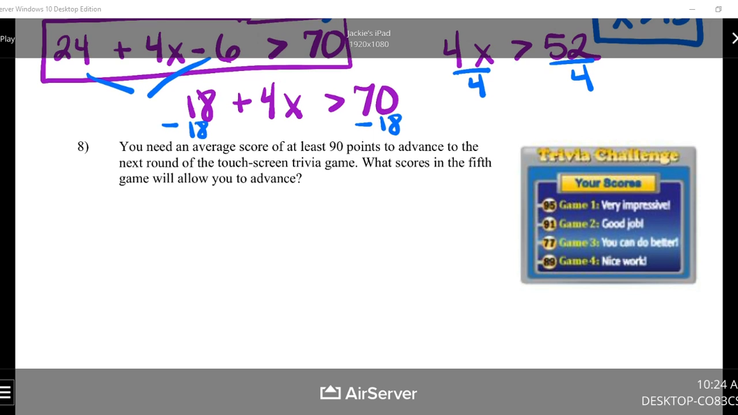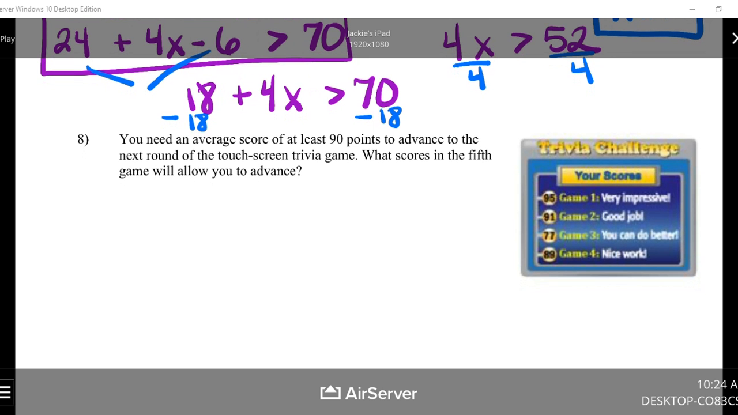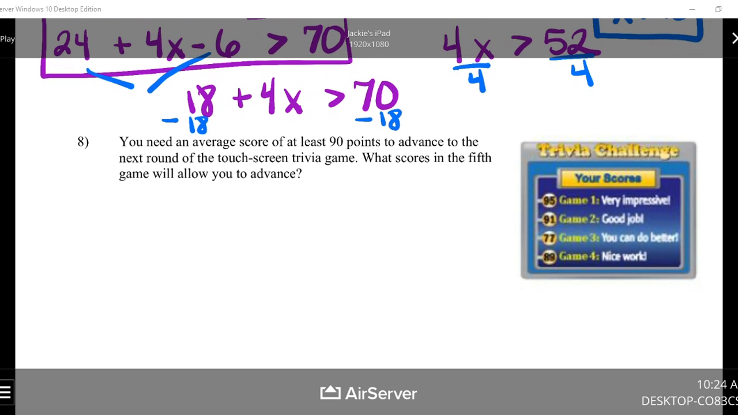All right, so our last word problem, we are in a trivia challenge, and we need an average score of at least 90 points to advance to the next round of this touchscreen trivia game. Okay, so keywords there, we need to be at least. We want to find out what scores in the fifth game will allow us to advance.